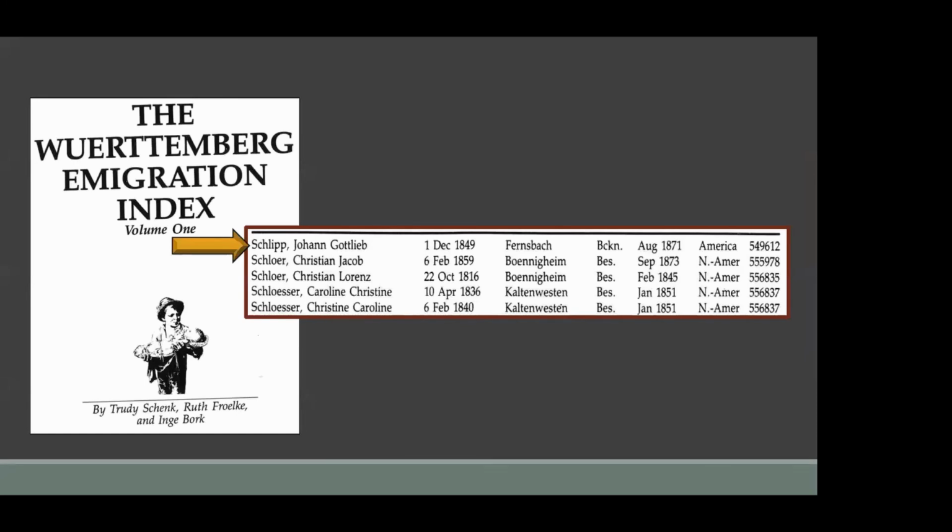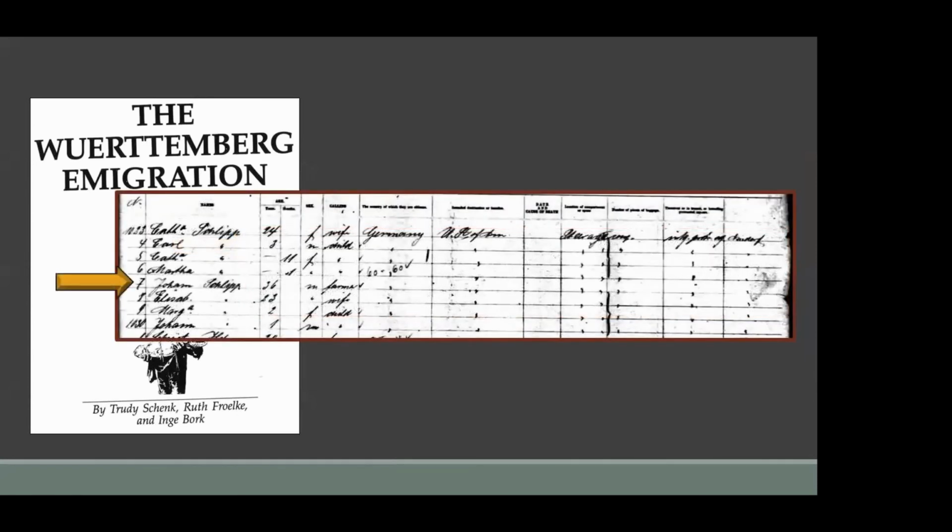Based on this information, you can start searching for a passenger, and so find in 1886 a New York passenger list for the ship Wera with Johann Schlipp. He's 33. He's a farmer from Germany, along with his wife Elizabeth and his daughter Margaret.